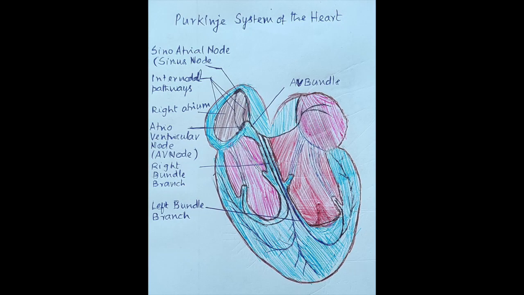Conductive system of the heart. The sinoatrial node is the pacemaker of the heart. Then there is the atrioventricular node. Thereafter, the AV bundle divides into a right and a left branch, which supplies the right and left ventricles. Now, let us see the conduction system in detail.